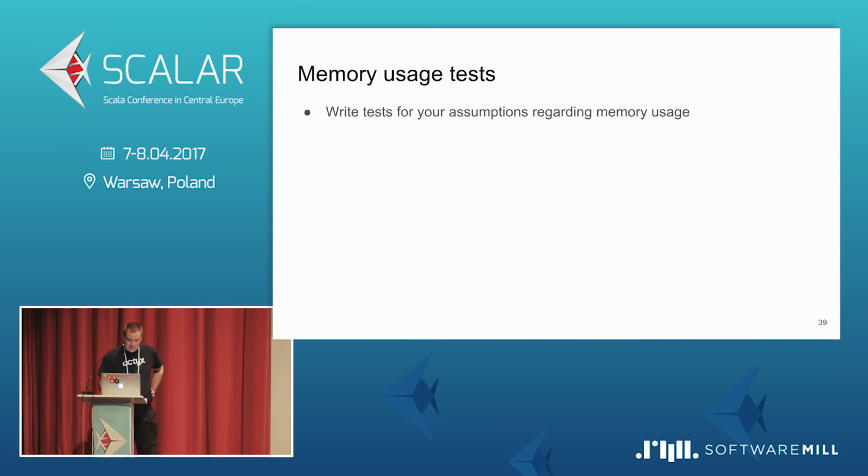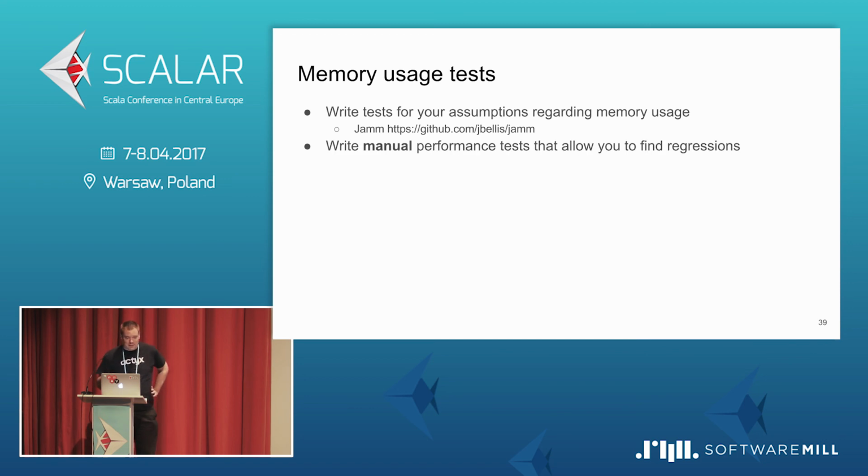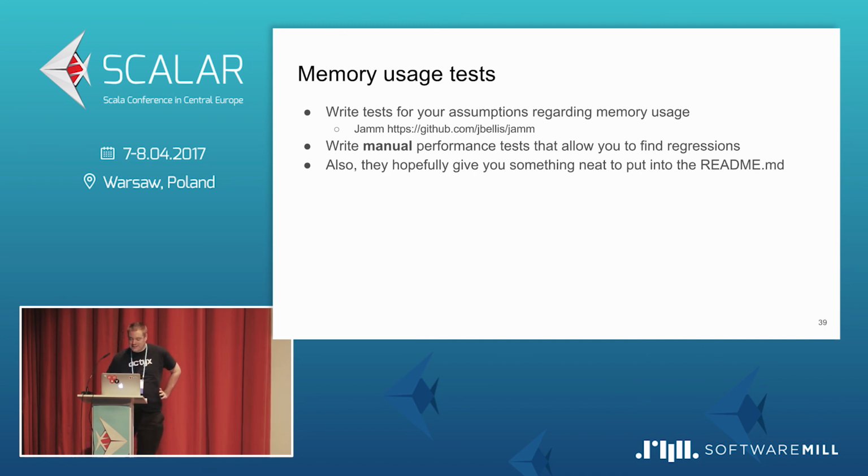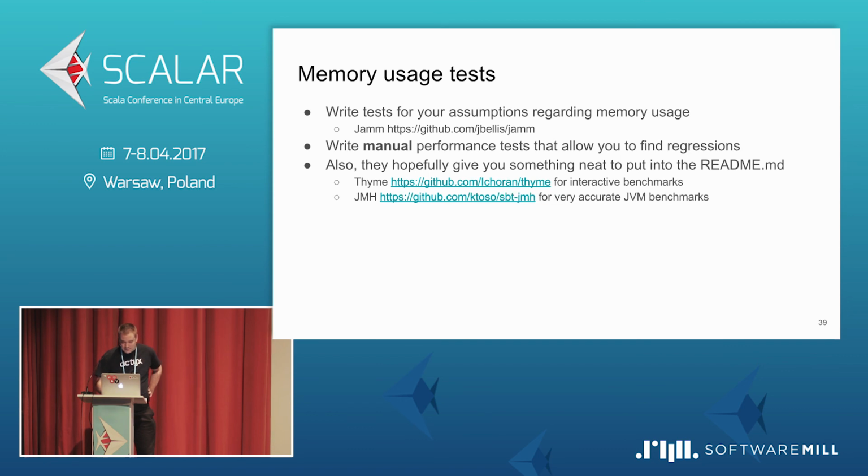So again, you should do memory usage tests. If you make some assumptions about how your memory is organized, you should also test them. It doesn't have to be automated, it can be manual, and you just run it before you deploy. Performance tests is the same. You should probably write manual performance tests and then just validate your assumptions using that. And there's some great libraries for that. Time is for more like interactive testing, and JMH is for like the take it to the bank results, which you can definitely say this is how it will behave on the JVM.